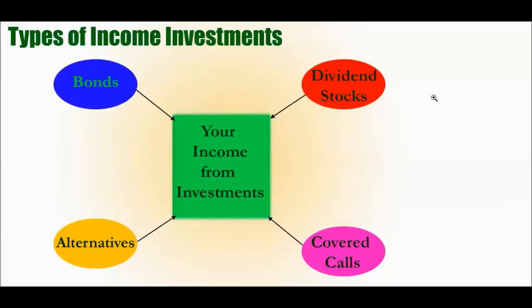Lastly is alternatives. These are things that are not on conventional financial exchanges. If you're familiar with Prosper and Lending Club, those are two prime examples where you're loaning money directly to people. So it's similar to a bond in that regard, but you're almost like a credit card where you get a higher interest.